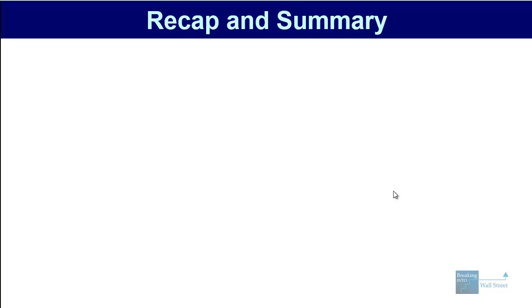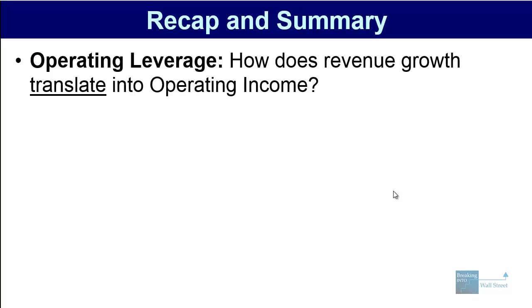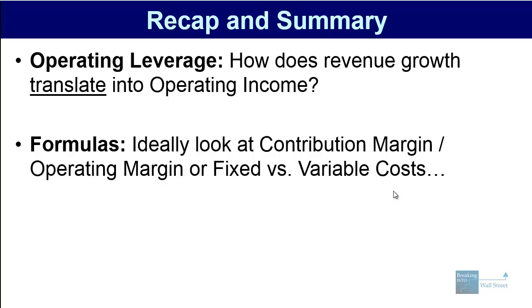So let's do a recap and summary now. Operating leverage is all about how much does revenue growth translate into operating income. As a company grows, how efficiently does it translate that growth into actual operating income for the company and ultimately into profit? The formulas all relate to fixed versus variable costs. You can look at the contribution margin over the operating margin, or fixed versus variable costs themselves, or you could look at the percent change in operating income relative to the percent change in sales.